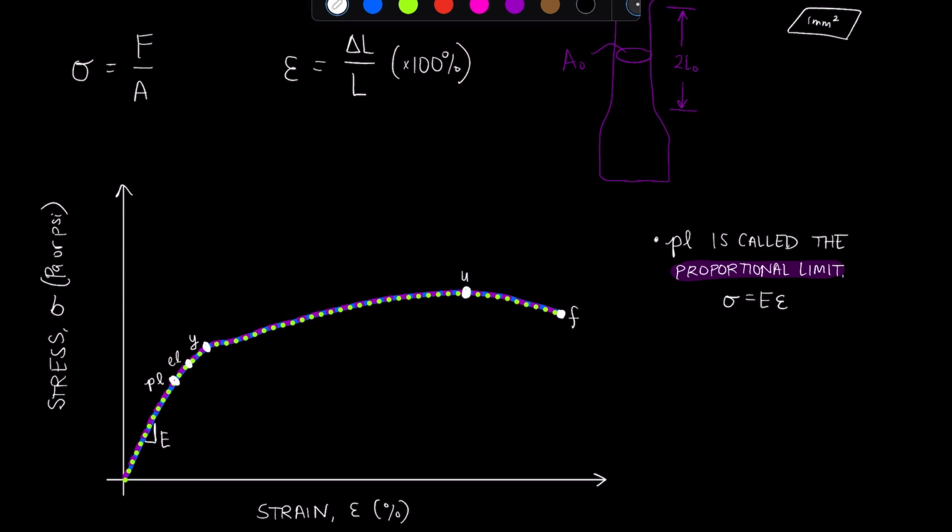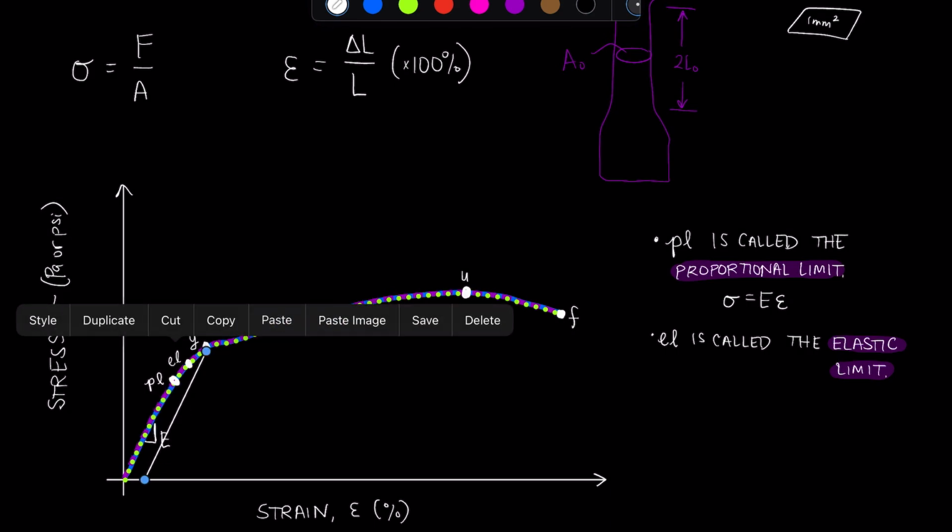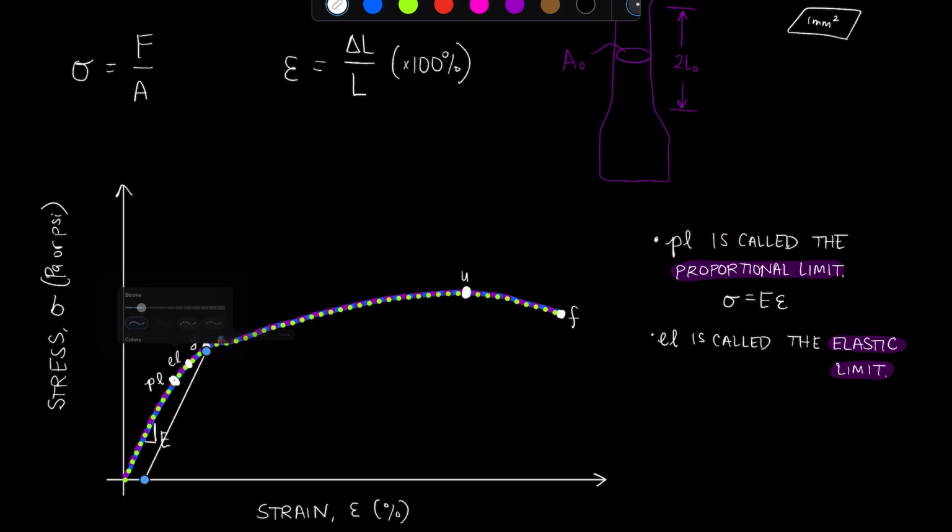Now, next up, we have point EL, and this is called the elastic limit. After this point, the material will begin to take on a permanent set. So if I load up to the elastic limit, my stress is not going to be exactly proportional to the strain, but it will still fully recover. After the elastic limit, it no longer fully recovers, but it will follow a straight line with a slope equal to E back down to the x-axis.